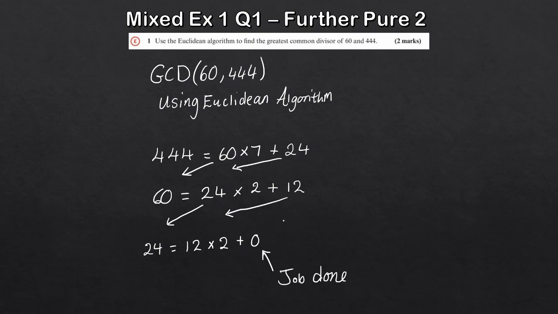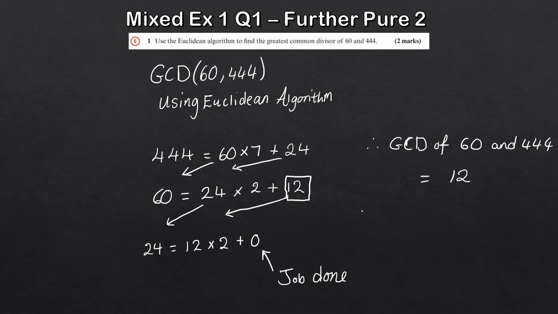When I say job done, we've found the greatest common divisor. The greatest common divisor is the very previous remainder. So that, in this case, would be this 12 here. So therefore, the GCD of 60 and 444 is equal to 12. And there we have it. So again, a very basic question, but it comes up a lot in the AS exam, so definitely something that you should be confident with, and how to find the GCD.